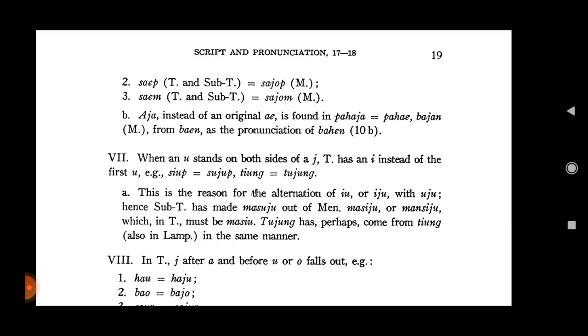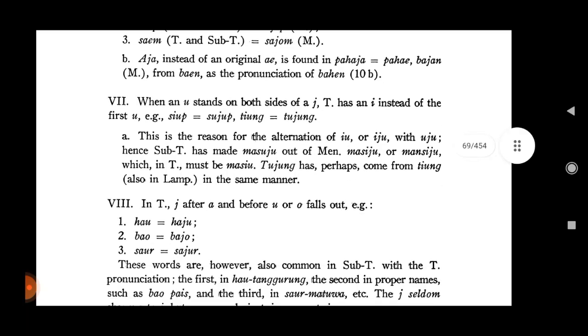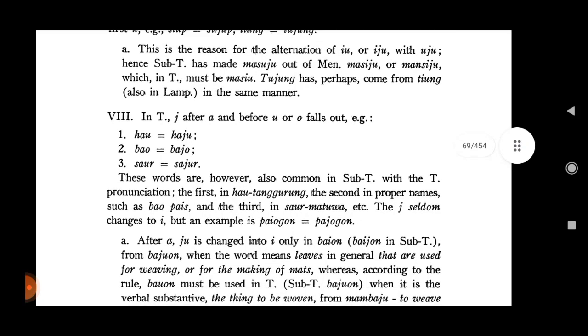So when an U stands on both sides of Aye, Toba has an E instead of the first U, e.g. siup, suyup, tiung, tuyung. This is the reason for the alternative of EU or UU. Hence, Subtoba has made Masuyu out of Mentawai Masiyu or Mansiyu, which in Toba must be Masiyu. Tuyung perhaps comes from Tiung, also in Lampung, in the same manner. In Toba, ye after A before U or O falls out, e.g. hayu, bao bayo, sau sayu.